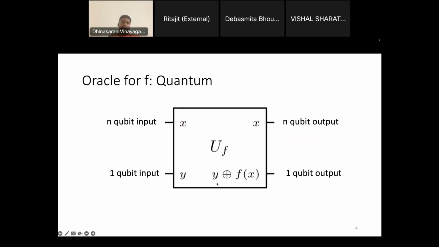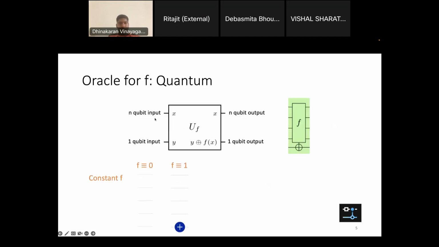Okay. So before I tell, just think about what it would mean to construct an oracle for a constant function f where the output is always 0. What that means is f of x is 0 for all x. So y XOR f of x is just y for all x. So U of f on input x and y will just output x and y. So that's an oracle for a constant function where f outputs 0 for all the x.